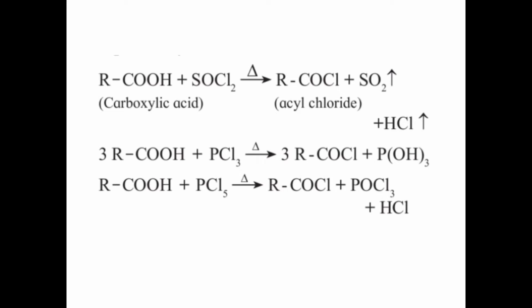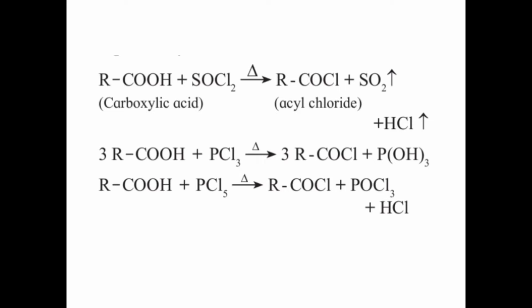Hello. In the last lecture we already discussed how to convert an acid to acyl chloride. If you have an acid molecule, you can convert it into acyl chloride with a chlorinating agent, right? The chlorinating agents are SOCl2, thionyl chloride, then PCl3 and PCl5. These three are all chlorinating agents.